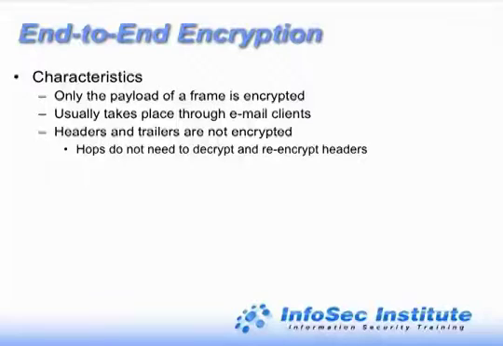With end-to-end, only the payload of the frame is encrypted. So you don't have to have the encryption devices in front of the router. What ends up happening is people can see where it's coming from and going to. This usually takes place through, for example, email clients. Headers and trailers are not encrypted, so hops do not need to decrypt and re-encrypt. But when it comes down to it, it does leak information on where it came from and where it's going to, which may not be that big of an issue for a lot of organizations. For some people it is.